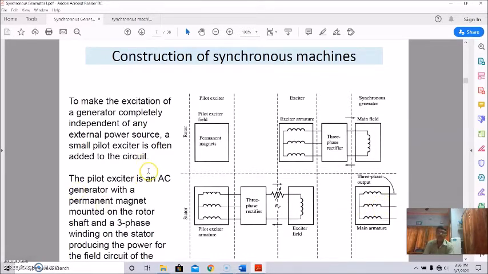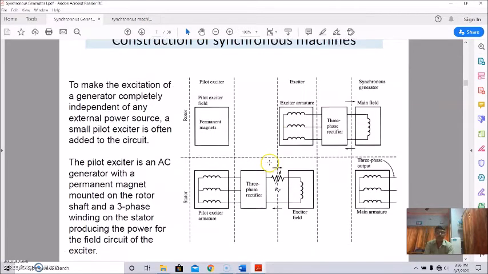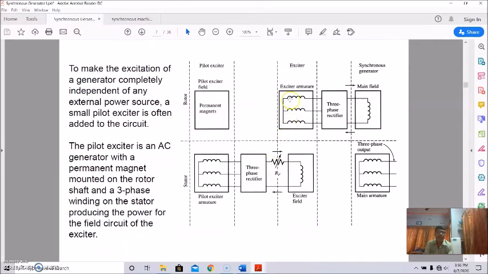So again, to make the excitation of the generator completely independent of any external power source, a small pilot exciter is often added to the circuit. The pilot exciter is an AC generator with a permanent magnet mounted on the rotor shaft and a three-phase winding on the stator, producing the power for the field circuit of the exciter. And then the exciter's armature is on the rotor side.